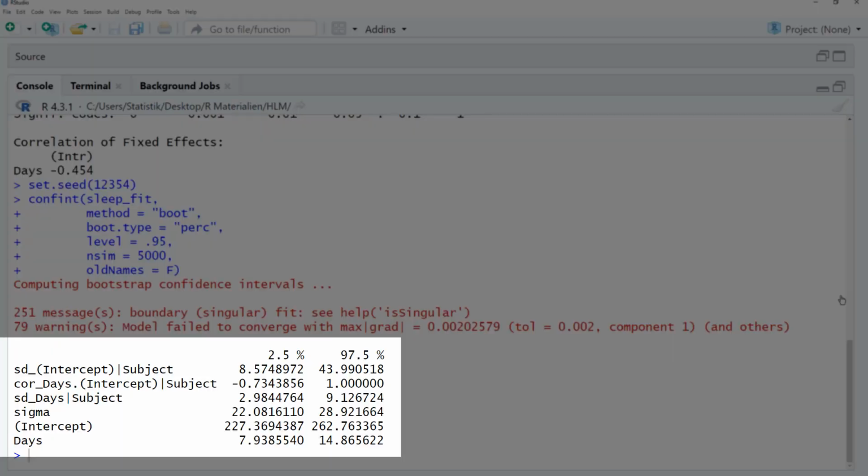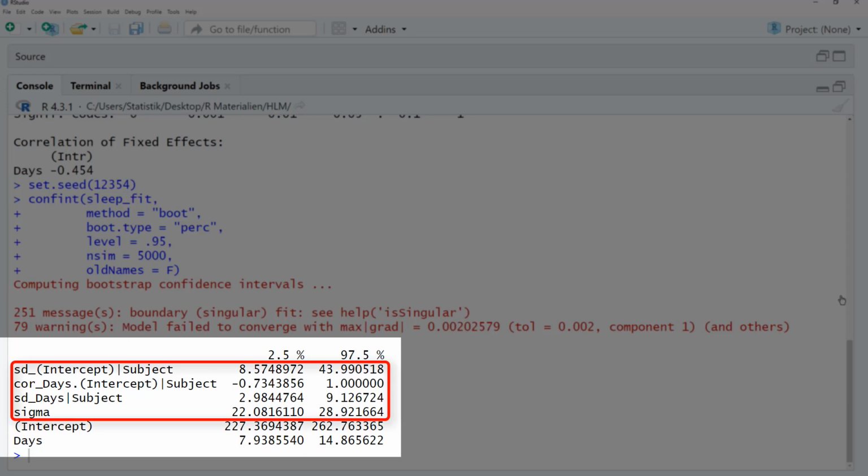Then to the results. Down here are the fixed effects, the confidence interval for the fixed intercept, and more relevant, the confidence interval for the fixed slope for days. The confidence interval for days does not include the 0, so we have a significant effect of the number of days on the reaction time.